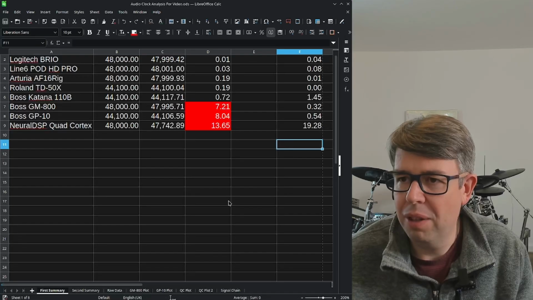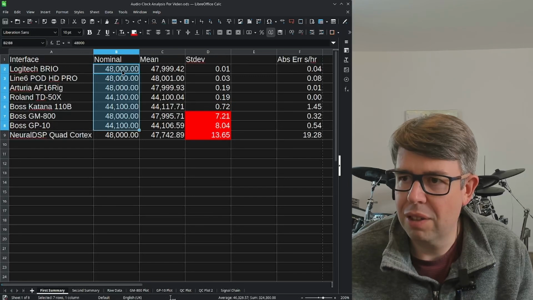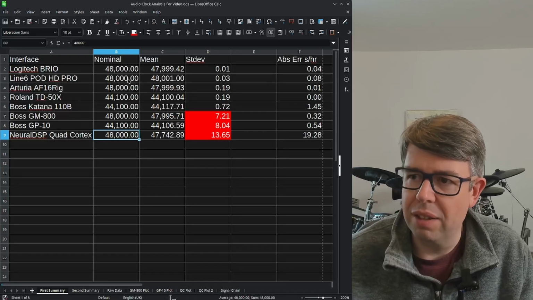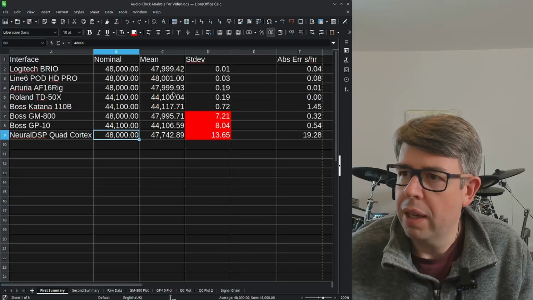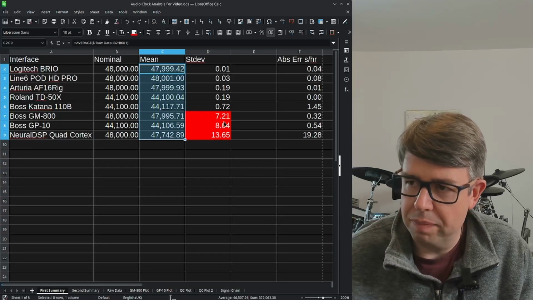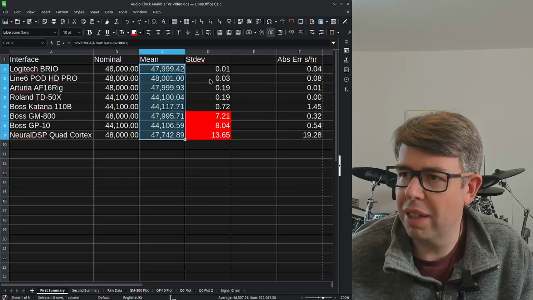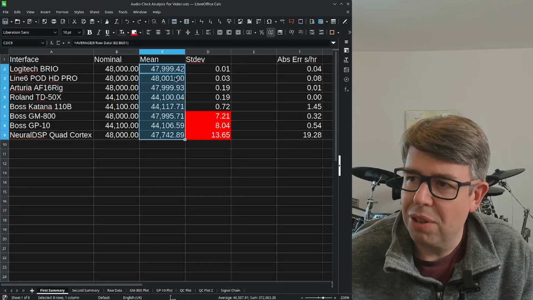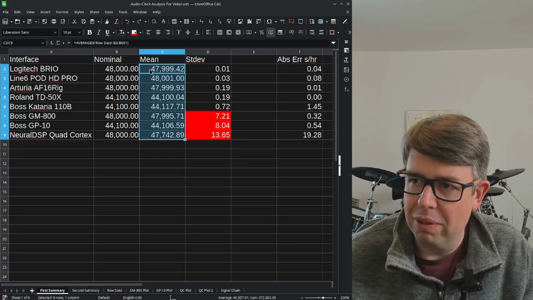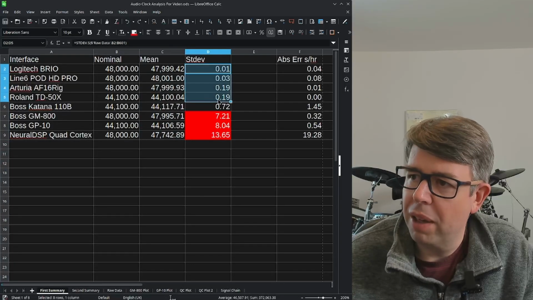So here we have the interfaces and their nominal clock rate. As you can see, there are 3 that can only do 44.1K, and then the rest are nominally 48K. And then here is what I observed as the mean sample rate. Because this is relative to my computer's clock, which I expect to not be accurate, I don't care whether these are near the exact number, although as we can see, they're mostly very, very close to the exact number. But what I really care about is the standard deviation.